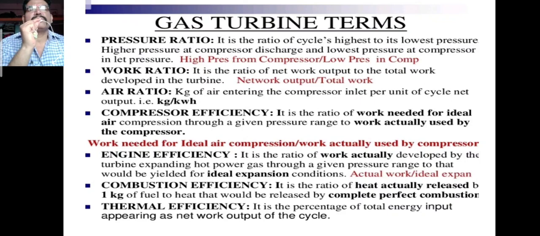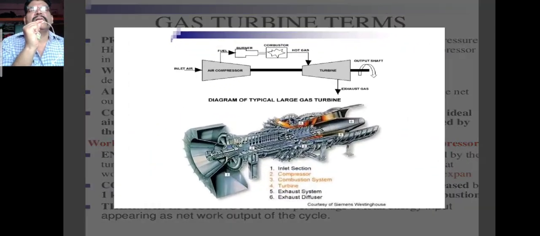There are different ratios. Pressure ratio is nothing but the high pressure from the compressor divided by the low pressure. Work ratio is net work output upon total output. Then air ratio, which is measured in kg per kilowatt hour. Then the compressor efficiency is the work needed for the ideal air to the work actually used by the compressor. These are some of the basic terms.